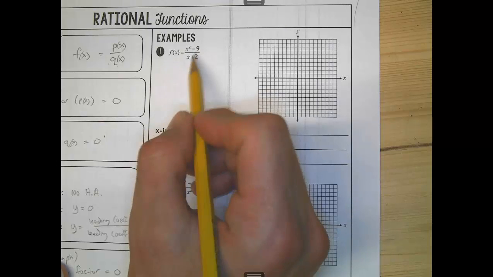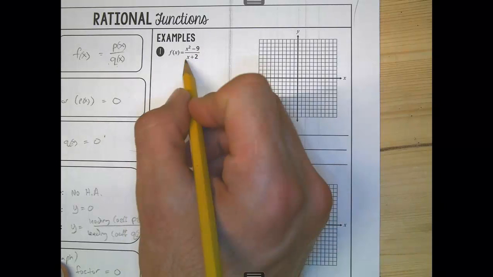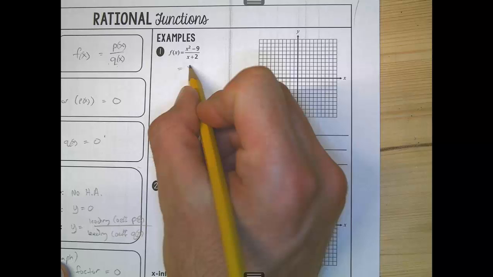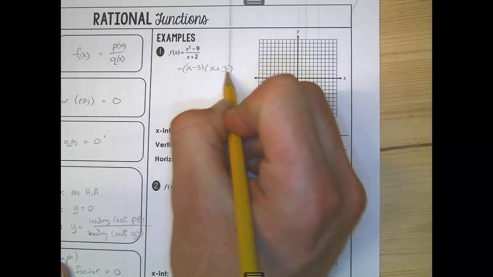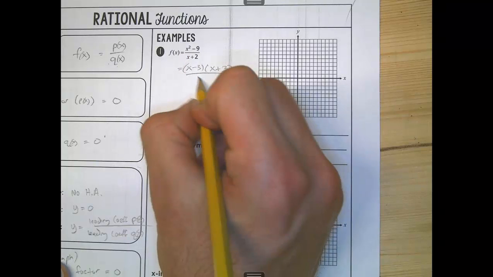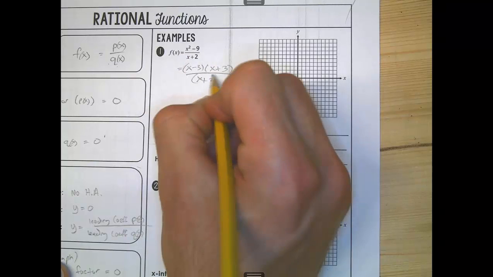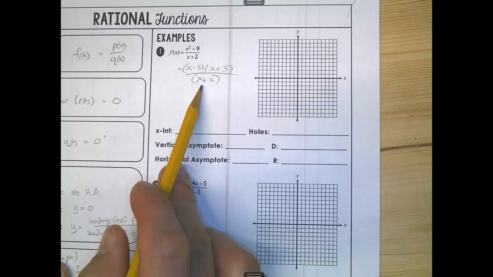Okay, we have x squared minus 9 over x plus 2 for this example. Now, always factor this and try to simplify. So I'm going to make this x minus 3, x plus 3 in the top because that is a difference of 2 squares, and we know how to factor that pretty easily. So there's no factor that cancels, so there's no holes.